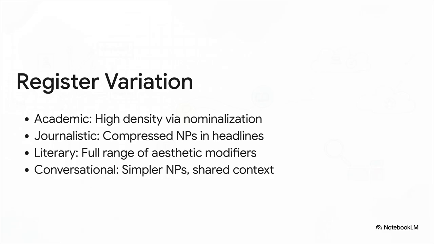In academic writing, you see massive information density achieved through nominalization and complex premodification. But then you look at journalistic writing and it heavily compresses noun phrases in headlines just to save space, like stock market crash fears. Literary styles exploit the full, beautiful range of modifiers for aesthetic and rhythmic effects. In conversational English, it relies on much simpler noun phrases, heavily leaning on shared context and deictic expressions, like just saying, that guy over there.